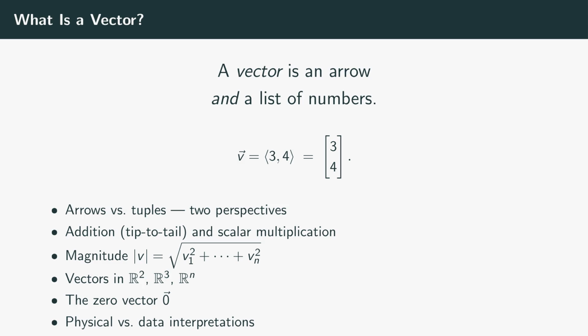Welcome to linear algebra. The whole subject is built on one object, and we are going to spend this first episode getting to know it completely. That object is the vector. Here's the first surprise. A vector is two things at once.